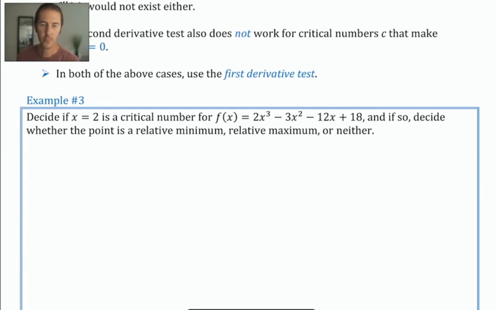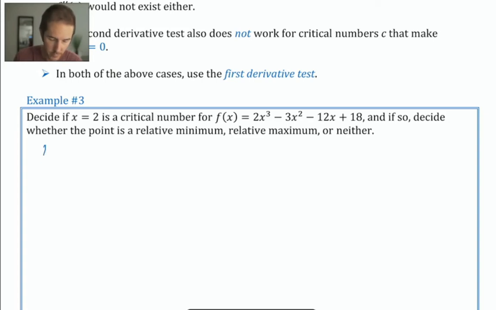Let's decide if x equals 2 is a critical number. Remember, a critical number is going to be a max or a min. And if so, decide whether the point is a relative minimum, maximum, or neither. Great, so how am I supposed to determine if it's a critical number or not? The first derivative should equal 0 when x equals 2, if indeed x equals 2 is a critical number.